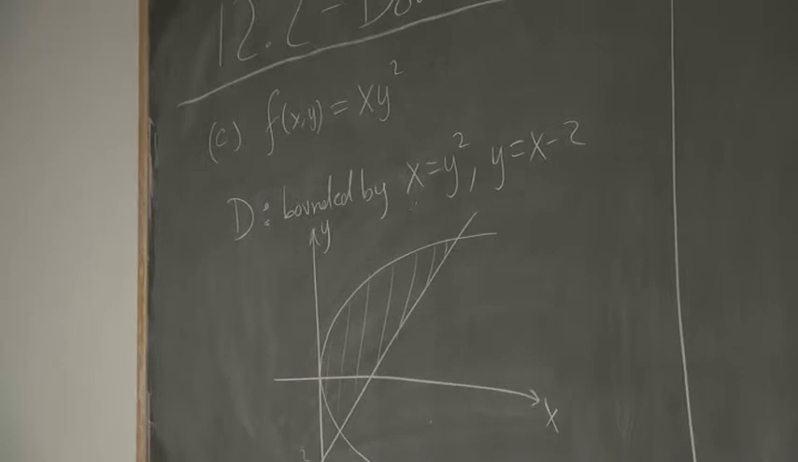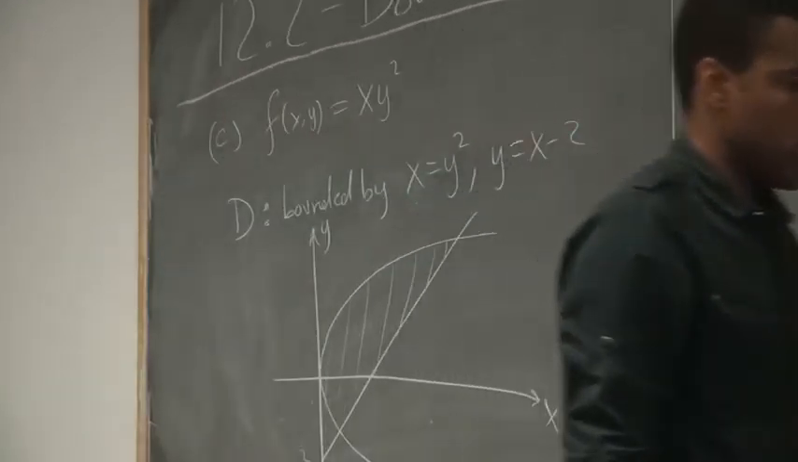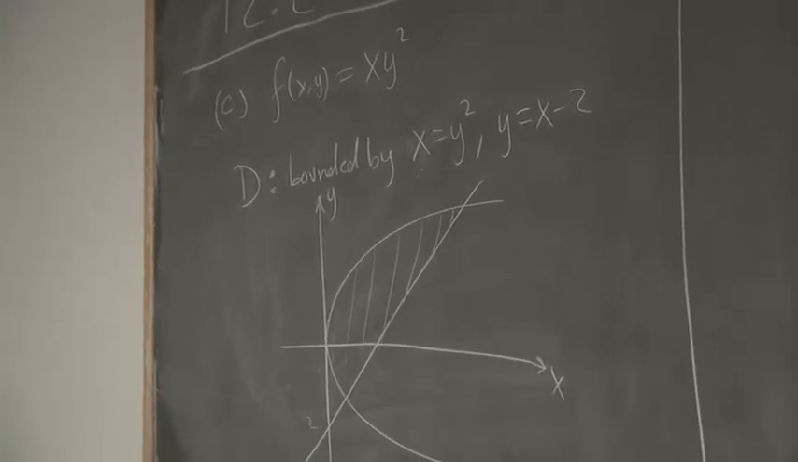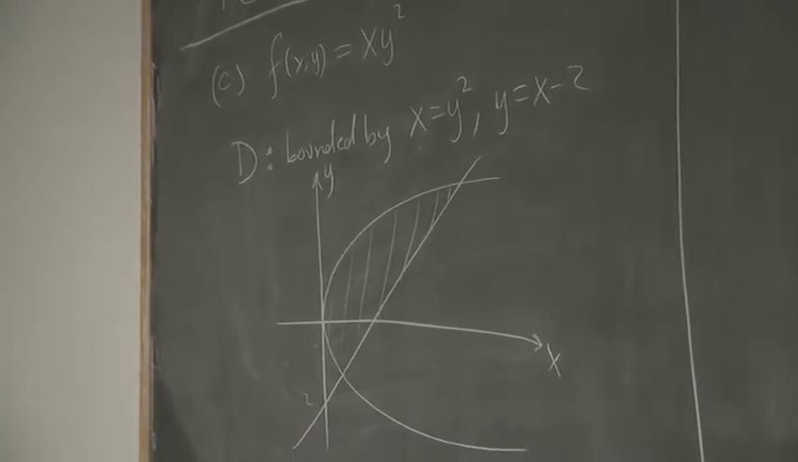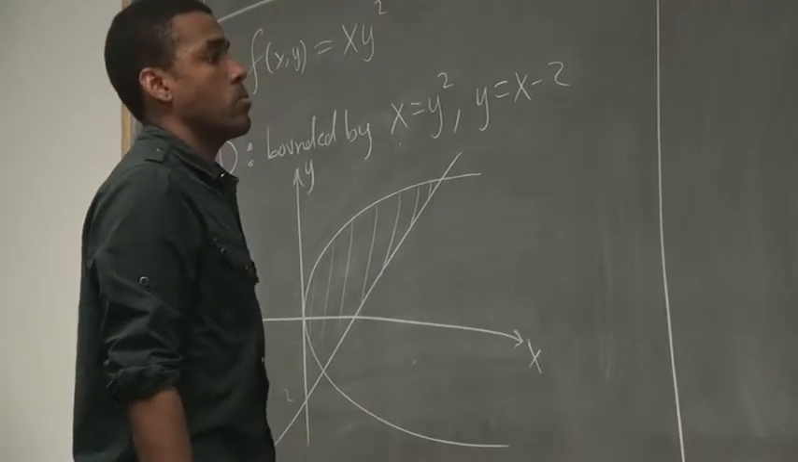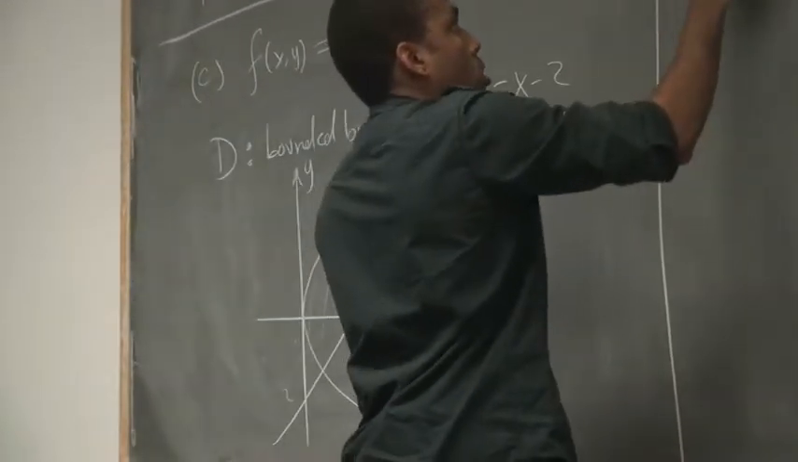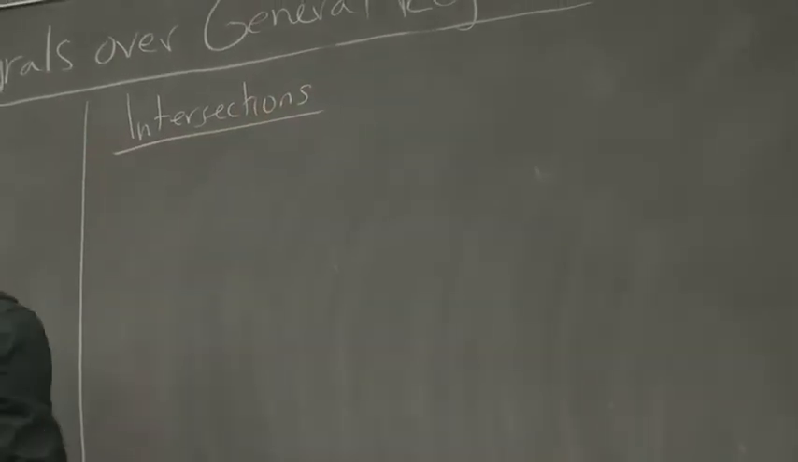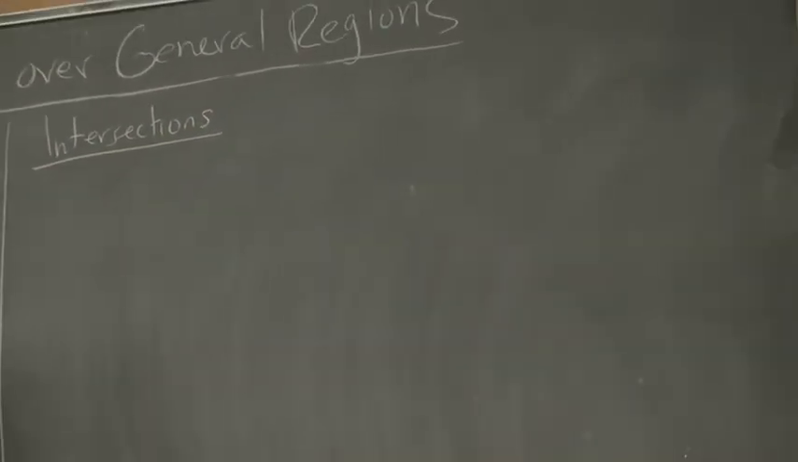So, how do I set up that integral? Because first we need to figure out where the line intersects. The problem is line. Sure. So how do we do that? So set them equal to each other, so intersections.